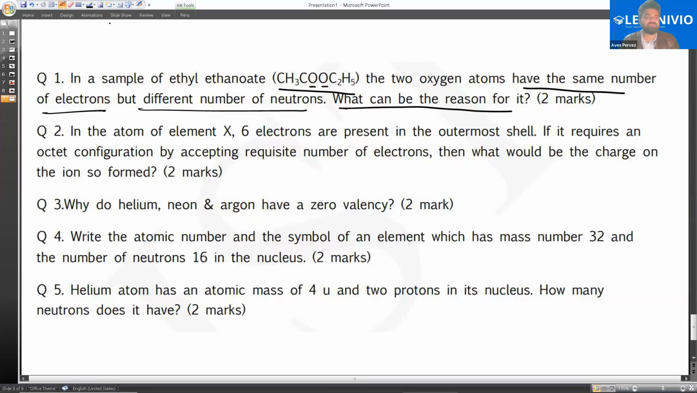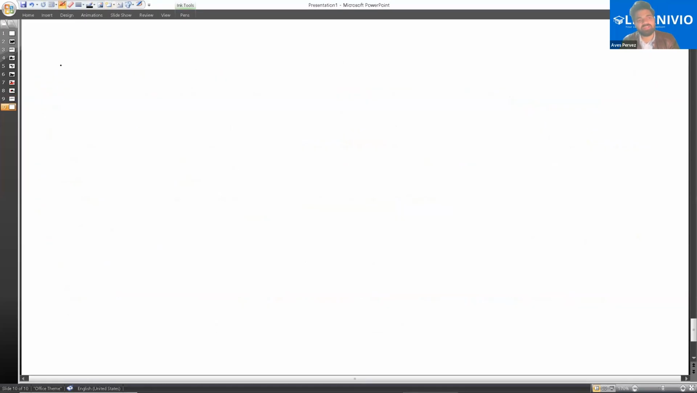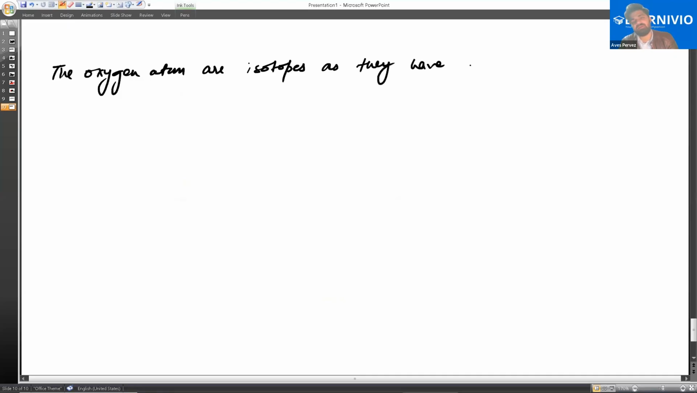So what is the reason for this one? The two oxygen atoms are isotopes, as they have different neutrons, i.e. different mass. Okay, note it down.